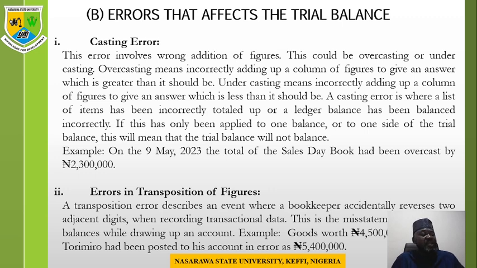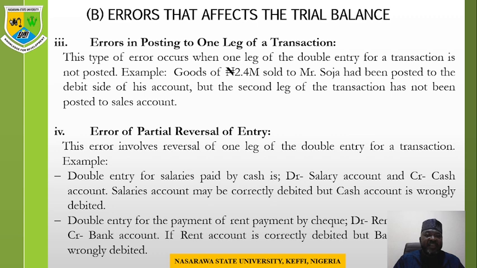So in most cases, if the difference you have in the trial balance is a figure that is divisible by 9, regardless of the nature of the figure, it tells you that there is a possibility that the error committed is that of a transposition of figures. Next, we have errors in posting to one leg of a transaction, if you like, single entry. Here, we say it normally happens when one leg of the double entry for a transaction is not posted, meaning you were able to do one side, one entry, and you couldn't complete the entry.